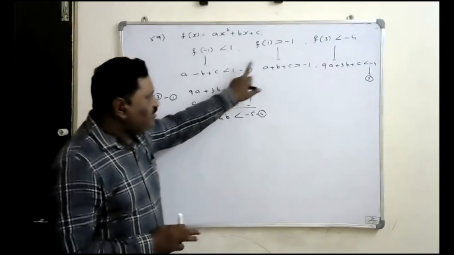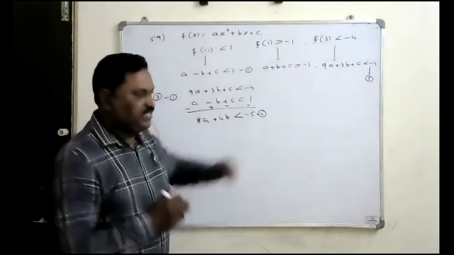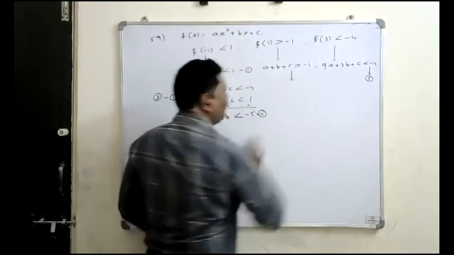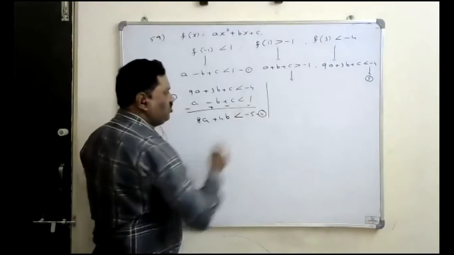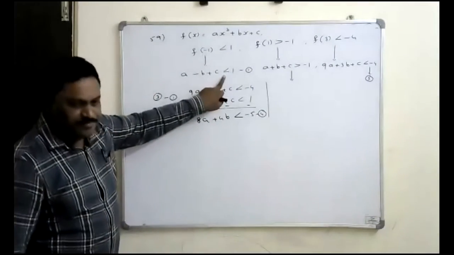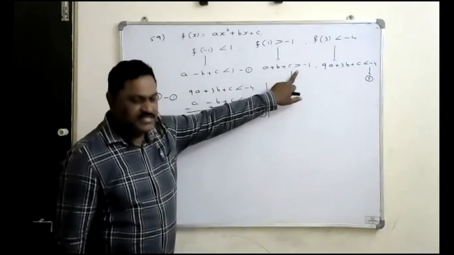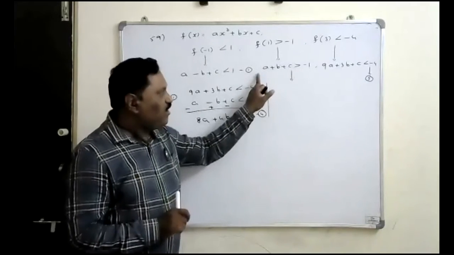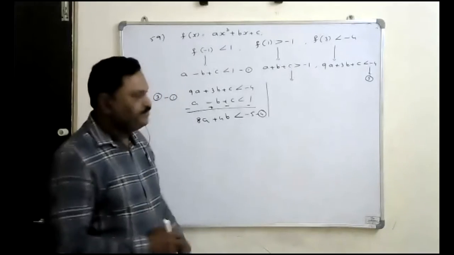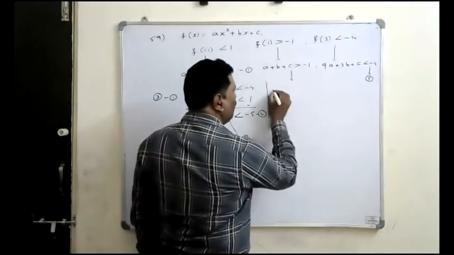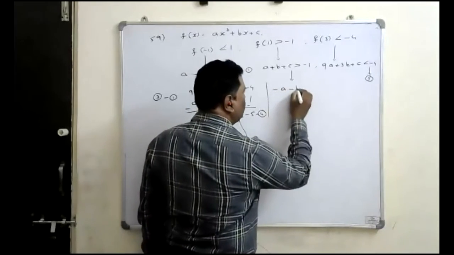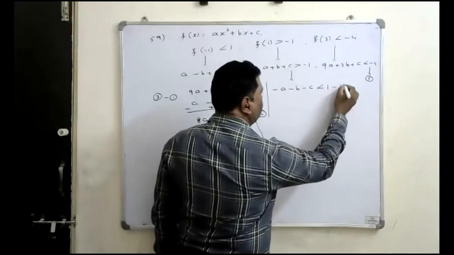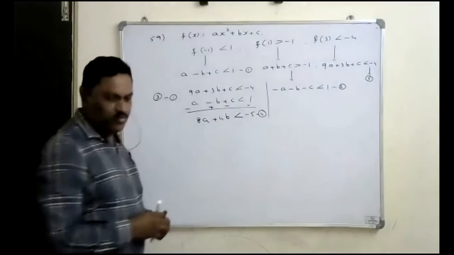Again, from 1 and 2 also I will eliminate c. This is the second equation. But if you observe, here we have the less than symbol, but here we have the greater than symbol. So to change this greater than into the less than, multiply all these terms by the minus sign. Minus a minus b minus c less than 1. Call that equation number 2.